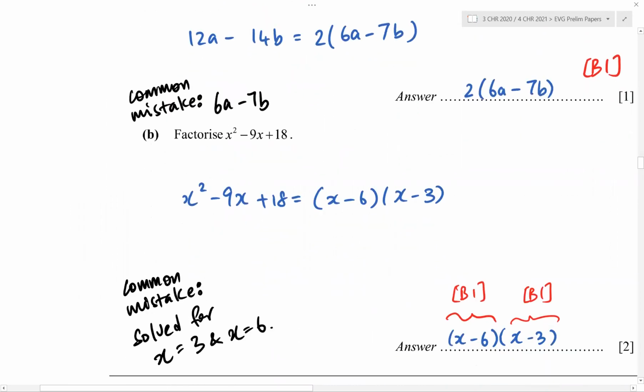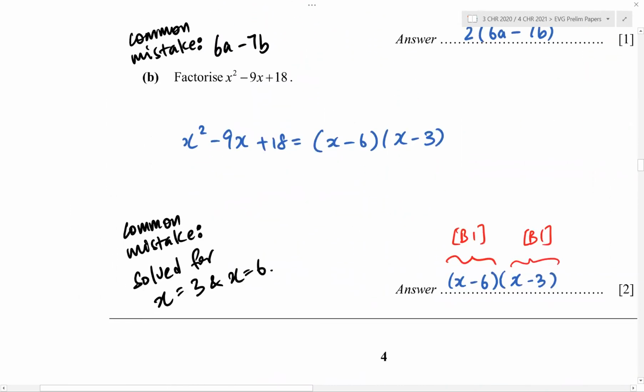Part B, factorizing. 2 mark question, 1 mark for each of these. x minus 6, not x equals to 6. x minus 6, 1 mark. x minus 3, 1 mark. So common mistake, you all went to solve. You should not be solving. It is factorizing.